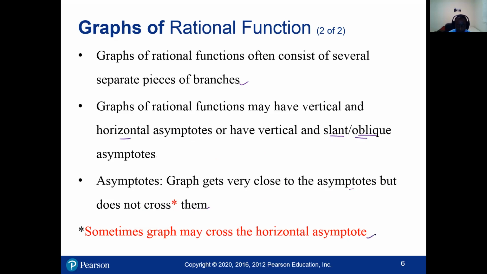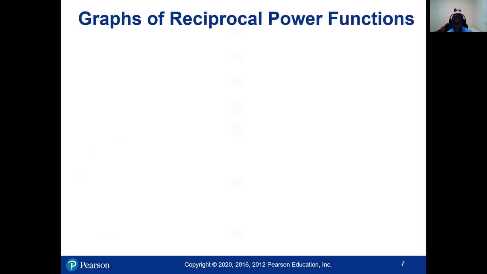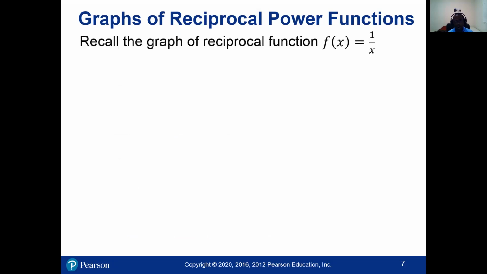Okay, so here are what we call reciprocal functions, or sometimes reciprocal power functions. So let us recall the graph of f of x equal to 1 over x. Now what is this graph? It has certain properties. This graph is this, okay? This is the graph, all right?